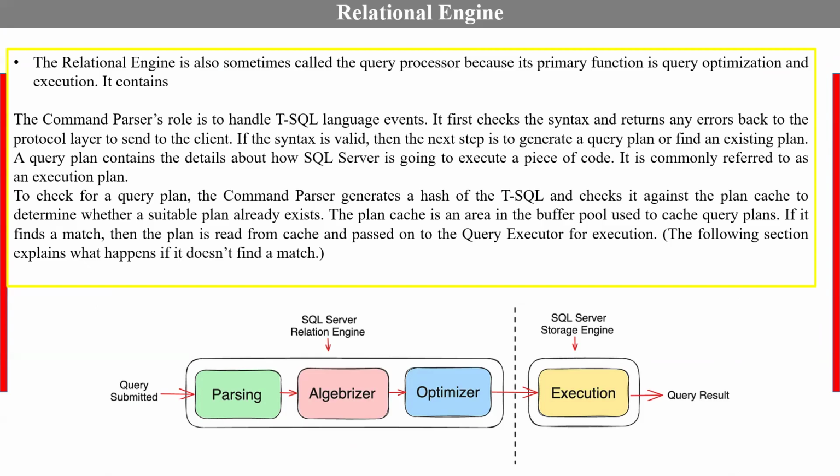There is no data. So now, once your query comes to the relational engine, the first primary component is the command parser. So what exactly is it doing? Relational engine parsing. So it needs to parse.